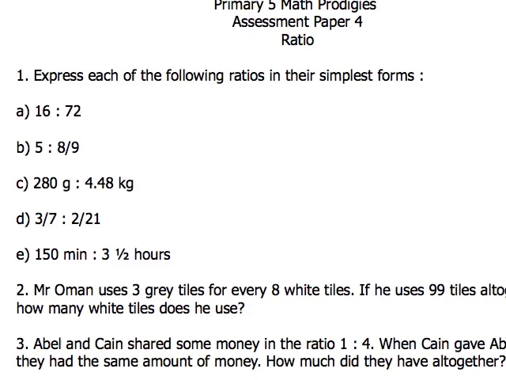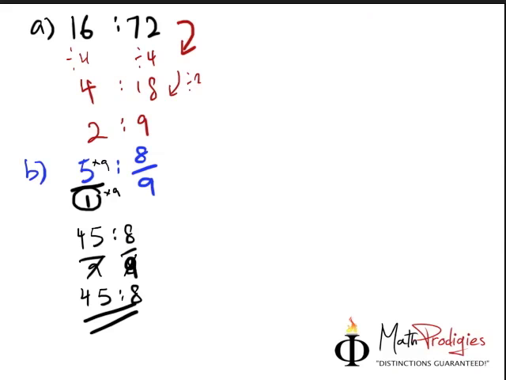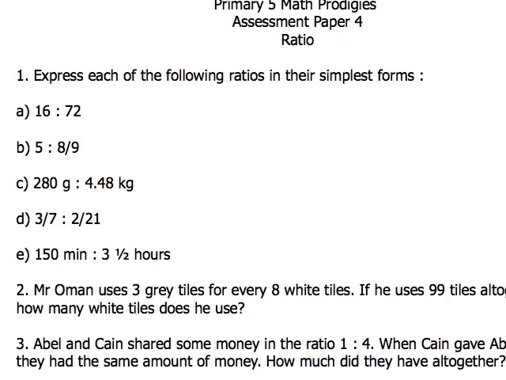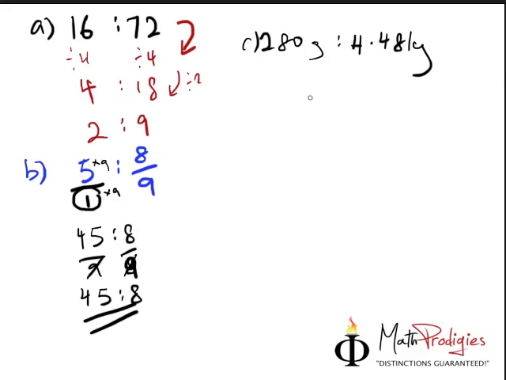Good job. Now part C, 280 grams and 4.48 kilograms. Okay, in this case, let's take a look again. Let's check the answer. Yep, it's correct. So in this case, you must understand again that you have to make the units the same. This is grams and this is kilograms. You cannot compare grams to kilograms. You must compare either grams to grams or kilograms to kilograms. So you can either change this to kilograms or you can change it to grams. It's easier to change it to grams.